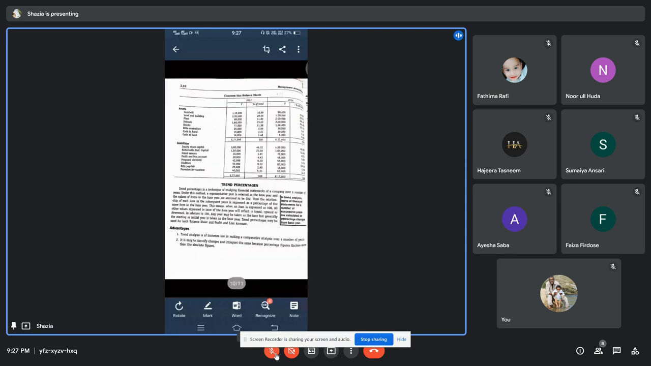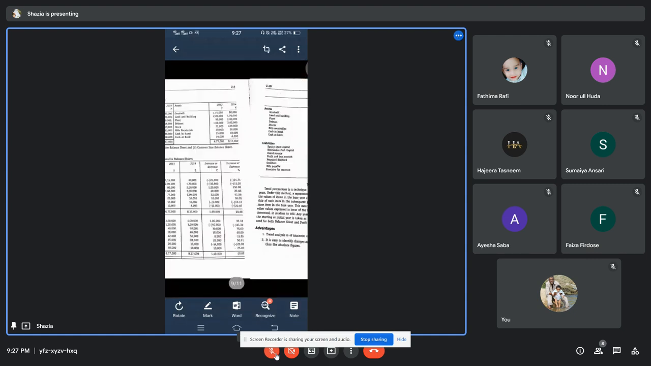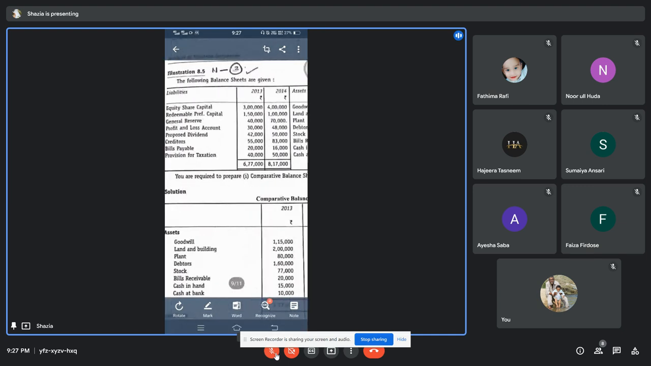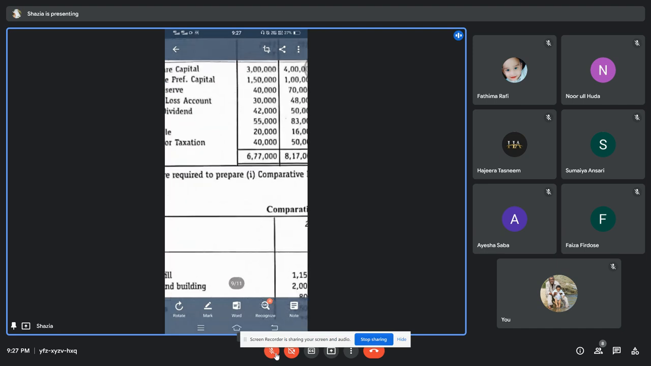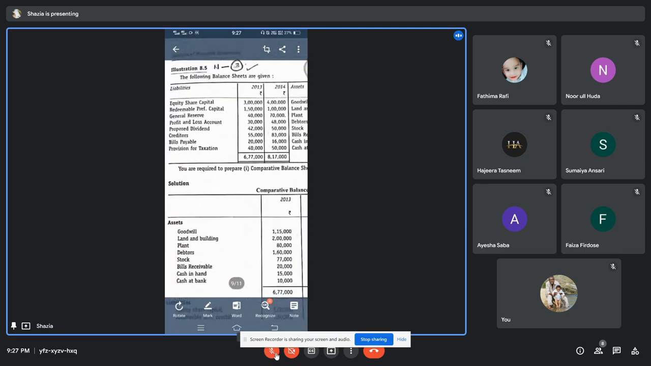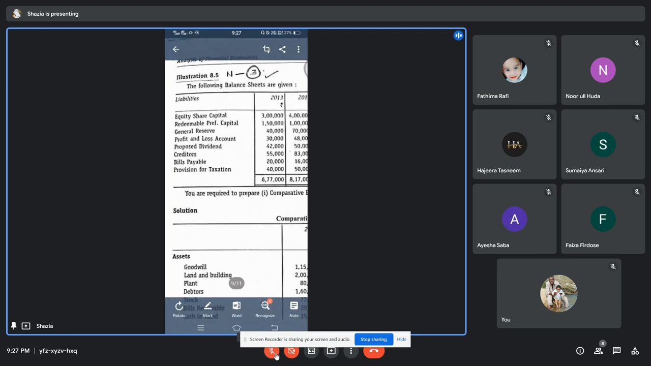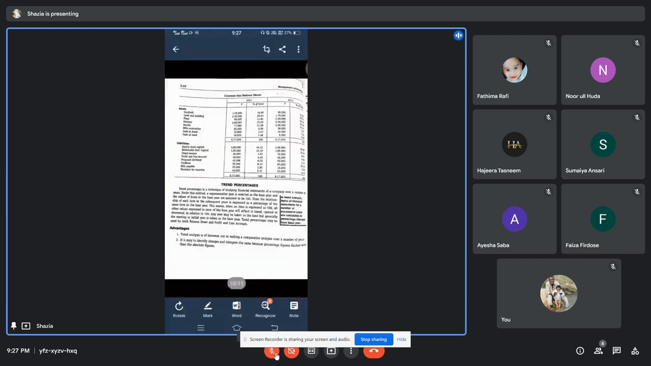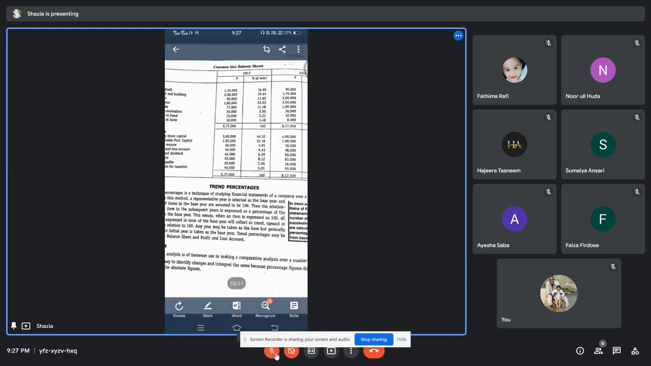Okay, but whereas common size में one common thing should be common. One amount should be common. Now यहाँ पे क्या है? Common size balance sheet पूछा है. So which is a common total here? See, 6,77,000 is a common for liabilities. So taking this, you have to divide all these items: equity, preference, general reserves, profit and loss account, proposed dividend, creditors, bills payable, provision for taxation. पूरा divide करो, you will get the percentages. एक common रख के, you have to find the percentage for all the other items. Same way you have to do it for liabilities also, liabilities and assets both.